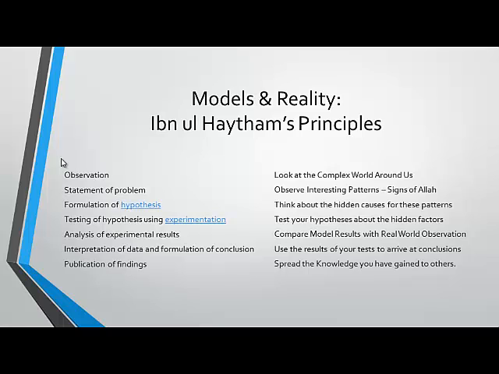So, the first principle is observation. This is missing from the economist's world. Observation means we look at the world around us, because this is what Allah Ta'ala orders us to do. He says that look at the world around you. So, we look at this complex world, and then we look for the ayat, the signs. I mean, this world is complex, but there are signs. So what are these signs? We look for them. So that's what he calls the statement of the problem.